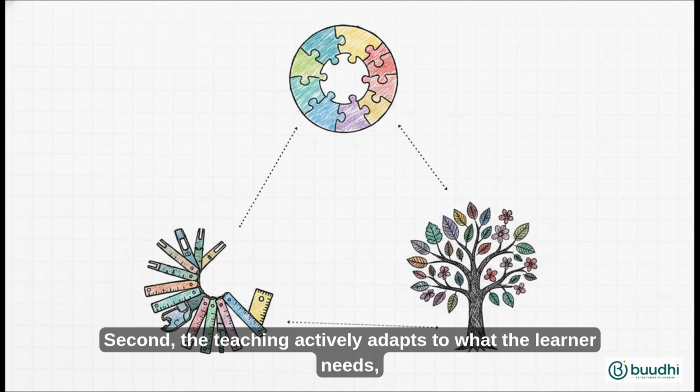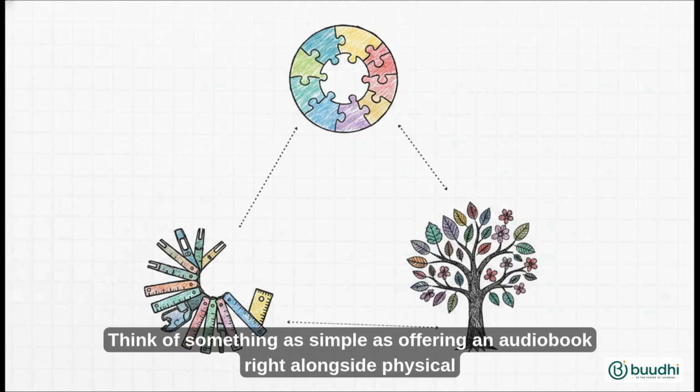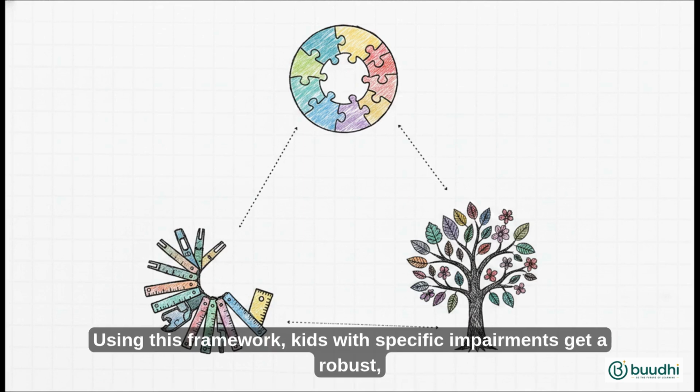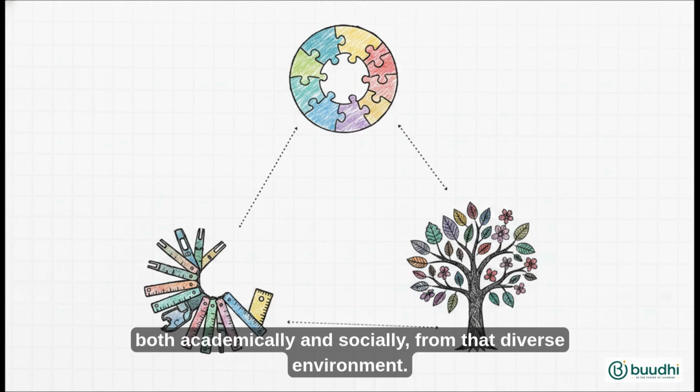Second, the teaching actively adapts to what the learner needs, not the other way around. Think of something as simple as offering an audiobook right alongside physical books for a reading assignment. And third, diversity is actually viewed as a strength. It's a massive asset to the classroom's dynamic. Using this framework, kids with specific impairments get a robust, high-quality education, while every other student simultaneously benefits, both academically and socially, from that diverse environment.